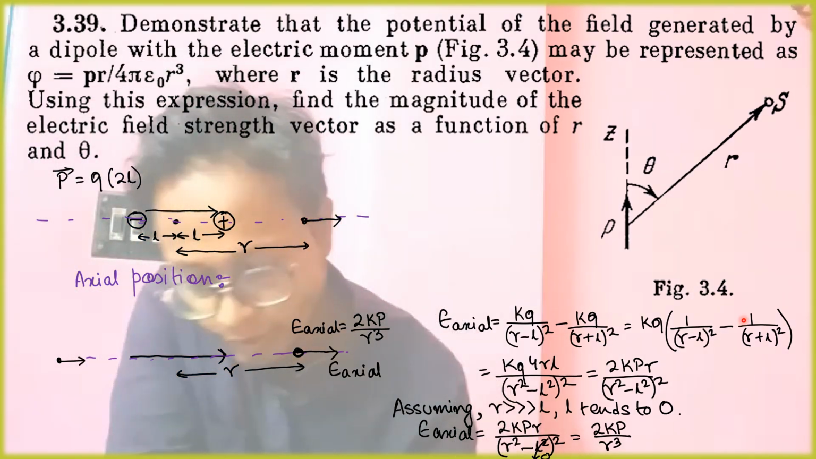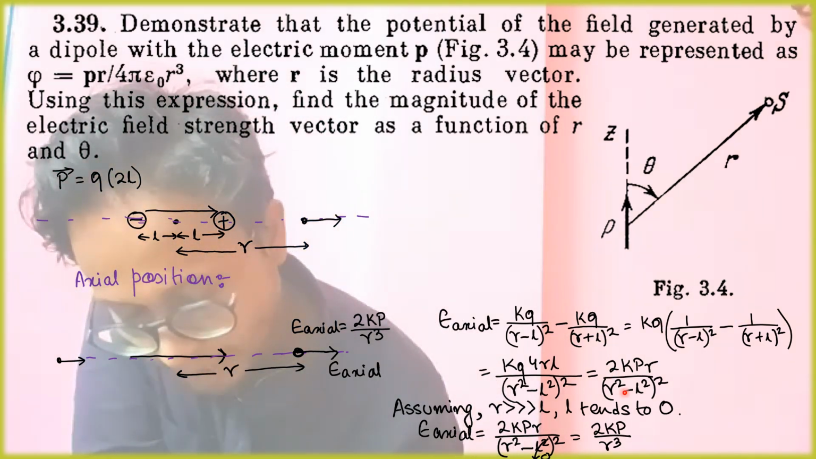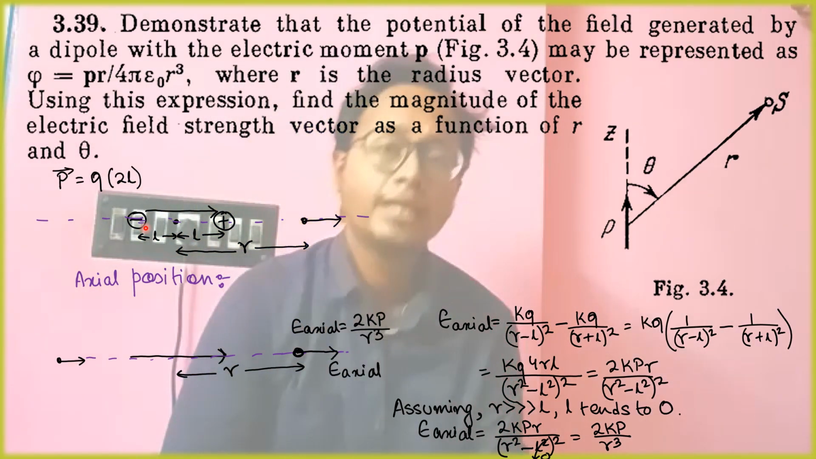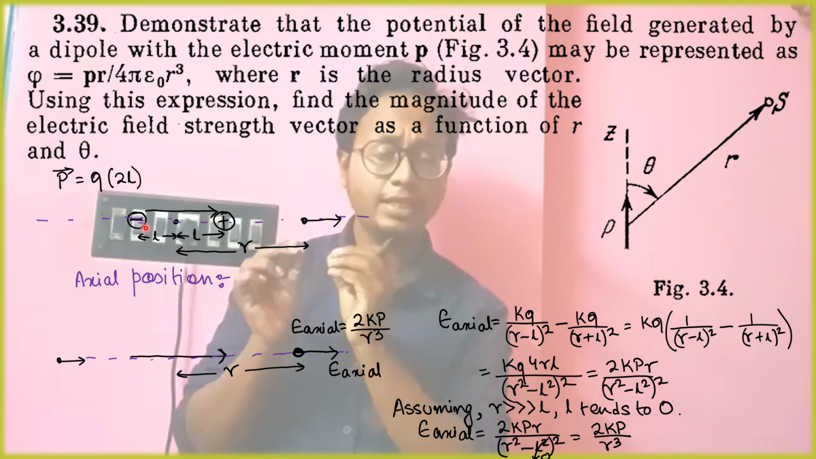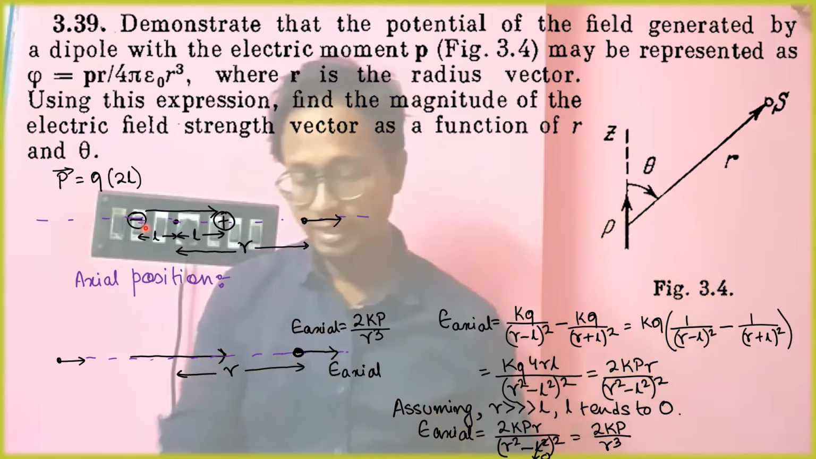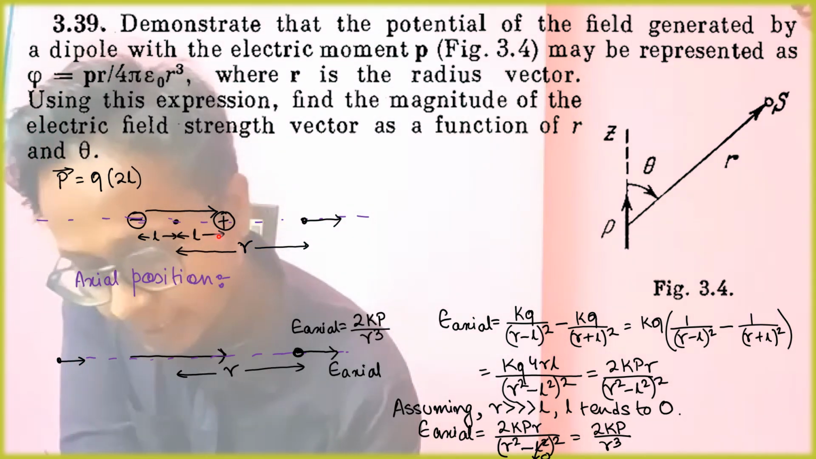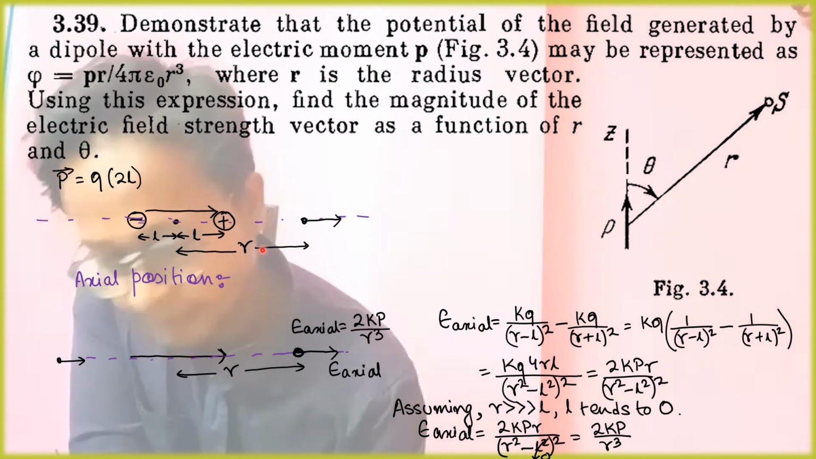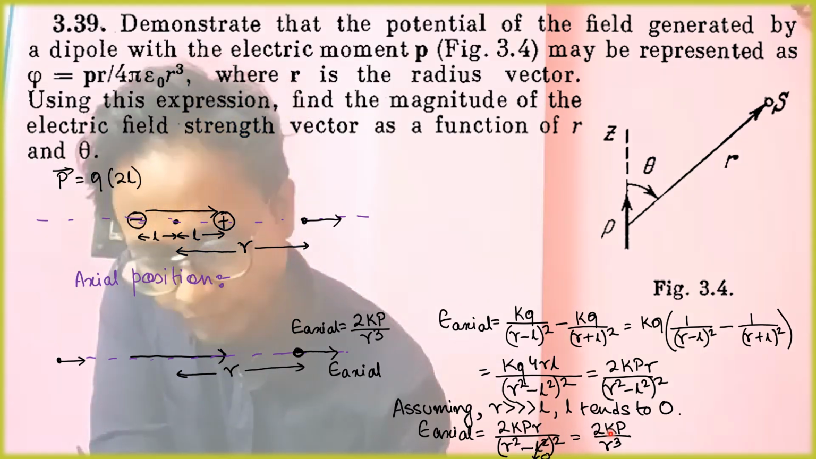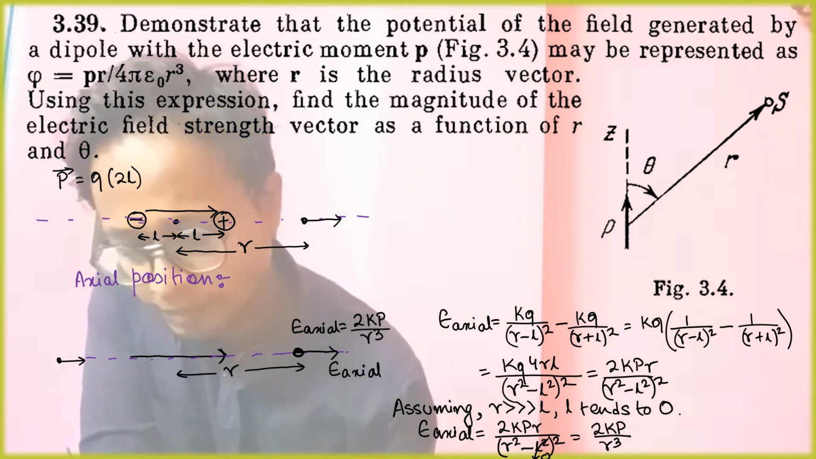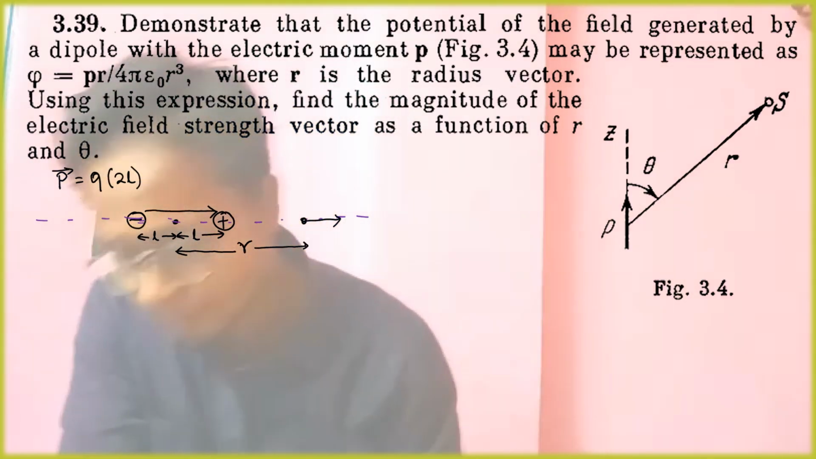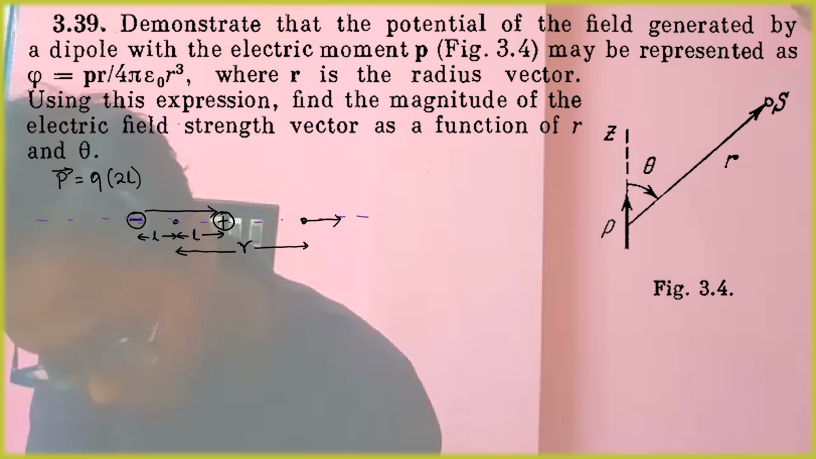Now when you simplify this equation, you get 2kpr by r minus l whole square. The important assumption taken here is that the distance between the charges is very small compared to the distance where I'm finding the electric field. That means this 2L is very small compared to this R. Understood? So in this equation I'll take L tending to 0, and it would be 2kp by r cube.